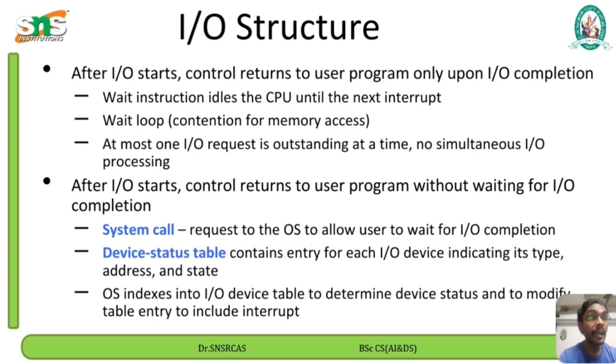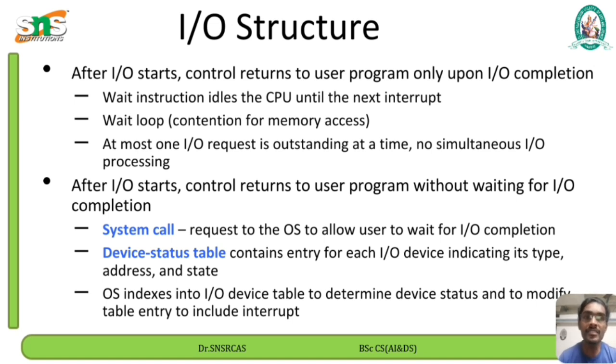And here is the input output structure. After input output starts, control returns to the user program only upon IO completion. Until then, it waits, idling the CPU until the next interrupt occurs, waiting in a loop until it receives another signal. In most cases, one IO request is outstanding at a time. No simultaneous IO operations are processed.